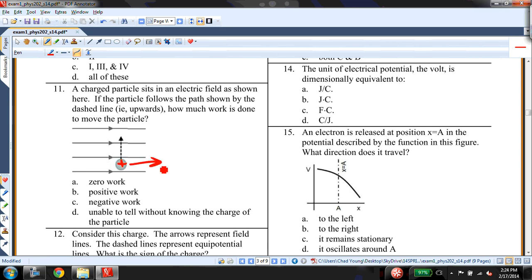The electric force, Fe, is in that direction. So that means that you don't have to do any work moving in this direction, because there's no work required to move along that direction. You can also think about this: this is an equal potential line. To move along an equal potential line results in no change in energy, and so no work is required to be done. So that is A.